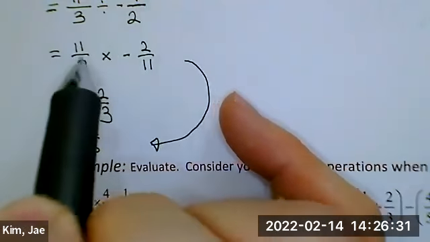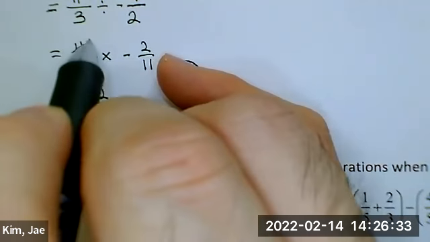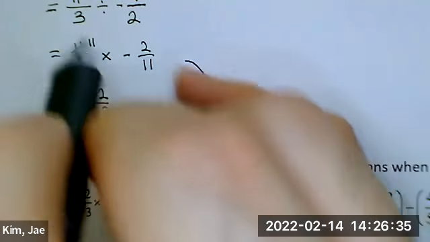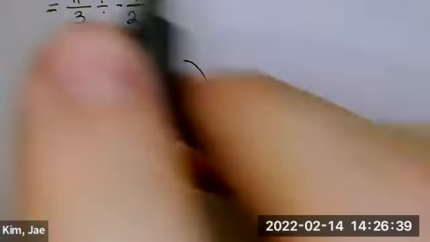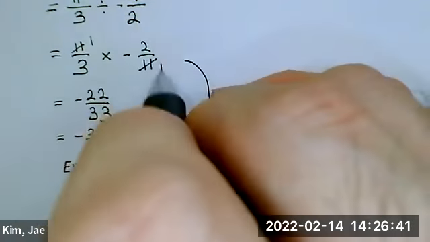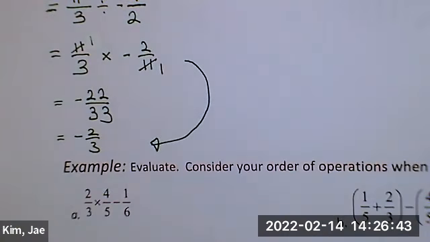What is this divided by 11? Well, 11 divided by 11 is 1. Divide the numerator and denominator by 11. We get 1 times 2 and 3 times 1. 2 over 3. It's the same thing.